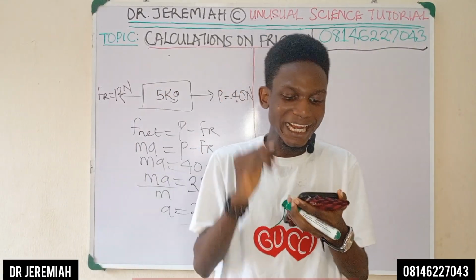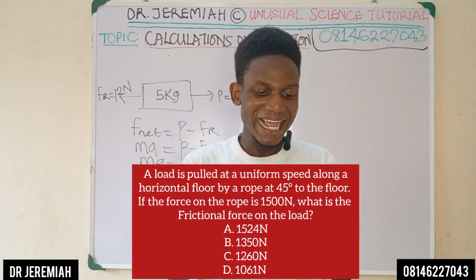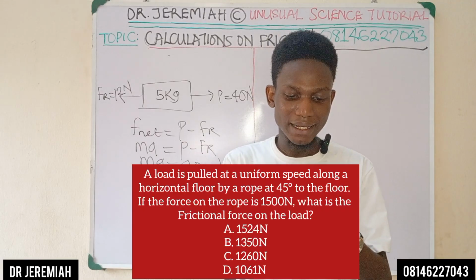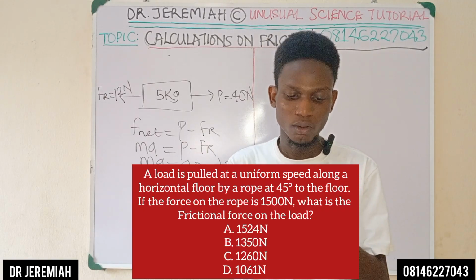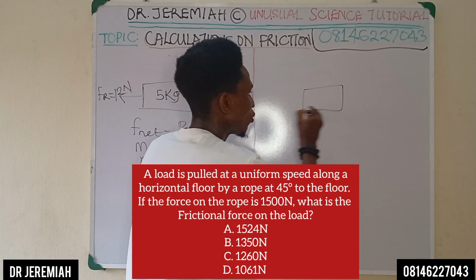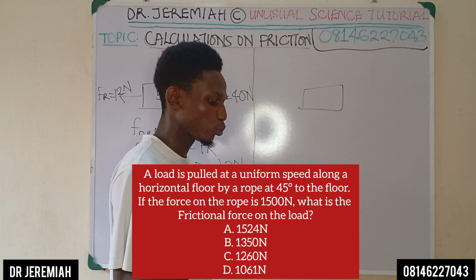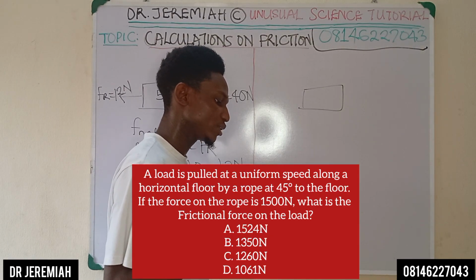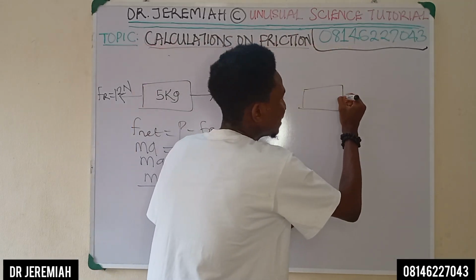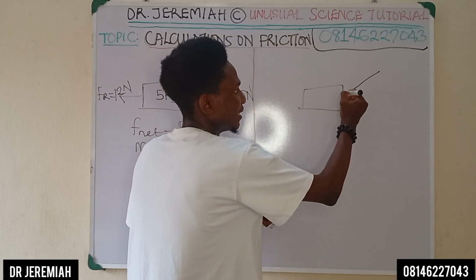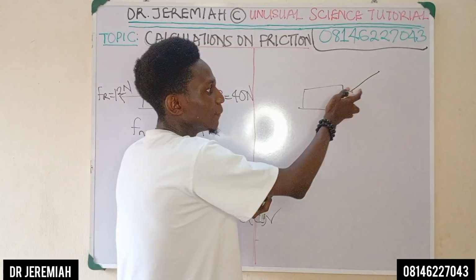Question 2 says a load is pulled at a uniform speed along a horizontal floor at 45 degrees to the floor. Okay, let's quickly represent the diagram now. Remember that we must represent the diagram. A load is pulled at a uniform speed along a horizontal surface by a rope at 45 degrees to the floor. So this is the rope, pulling this guy.